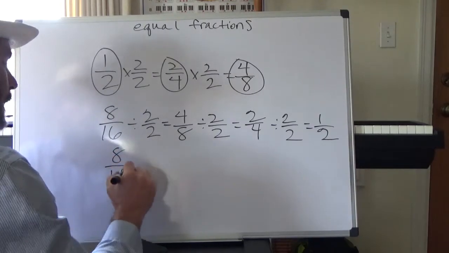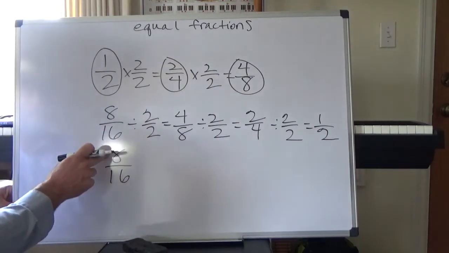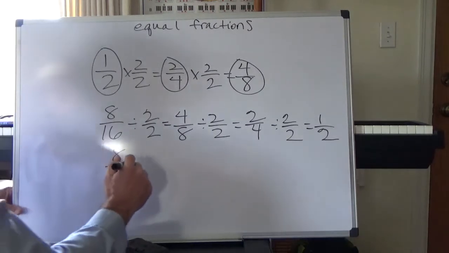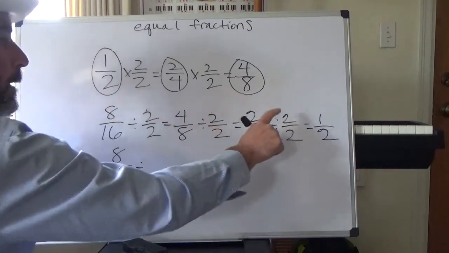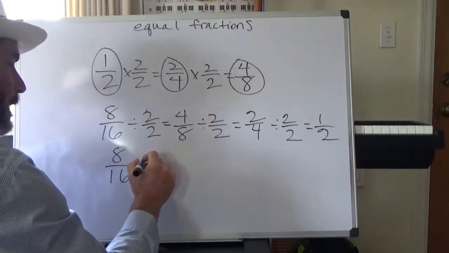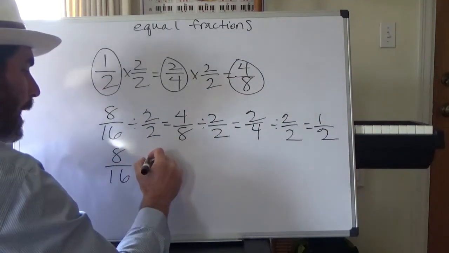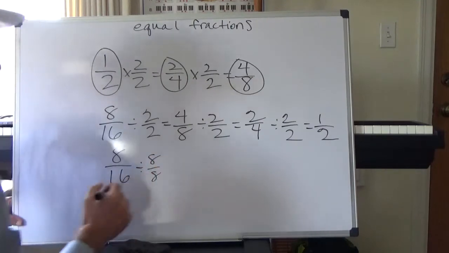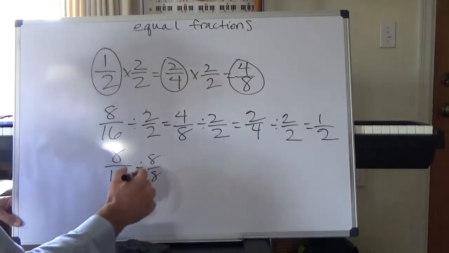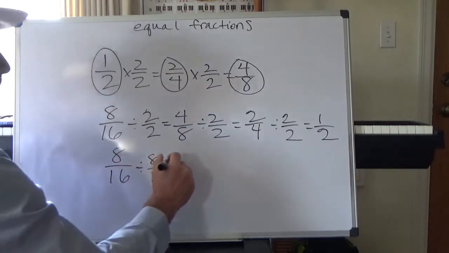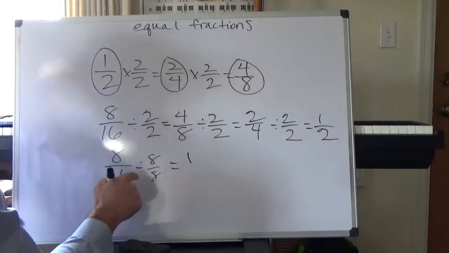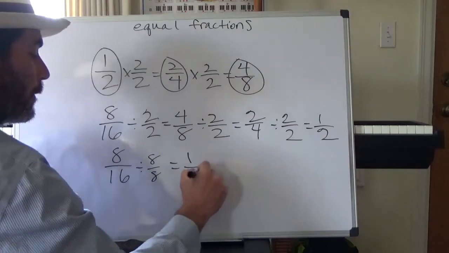Well, I know that 16 is a multiple of 8, and 8 is a factor of 16. I know that I can divide this by 8, and I can divide 16 by 8, so I could even just jump to the end right at the beginning. I know 8 divided by 8 equals 1, 16 divided by 8 equals 2.